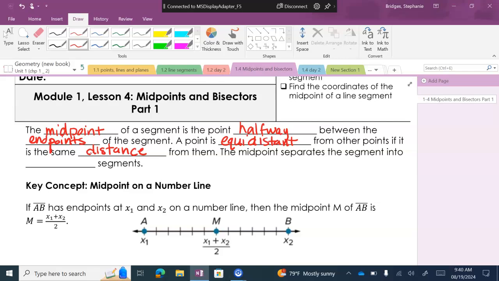The midpoint separates a segment into two. What did we discuss Friday? Two segments that were the same length. What did we call them? Starts with a C. Close. Congruent. Yeah, congruent. Okay. So the midpoint separates a segment into two congruent segments. That means they are equal. The lengths of them are equal. The distance from one to the other is the same as the distance from the other one.